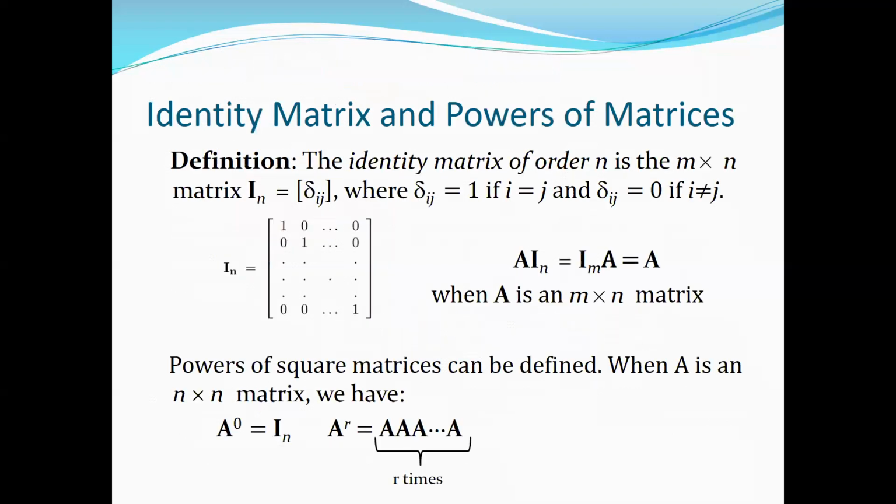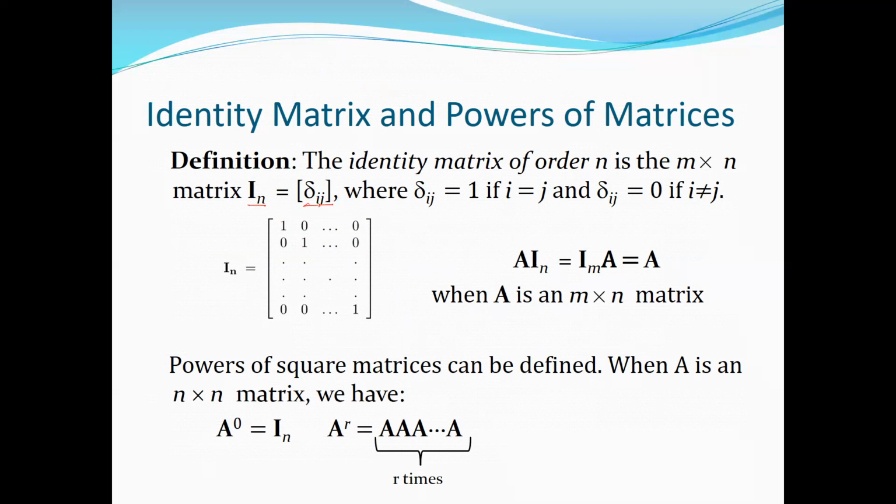Okay, what is an identity matrix? And what is the power of the matrices? So first of all, let's see what is an identity matrix. So the identity matrix of order n is the n cross n matrix, and we represent it with the In, right? That is equal to the delta ij.